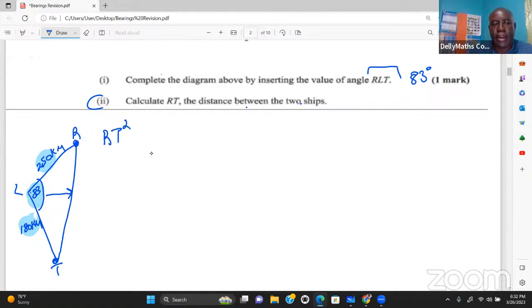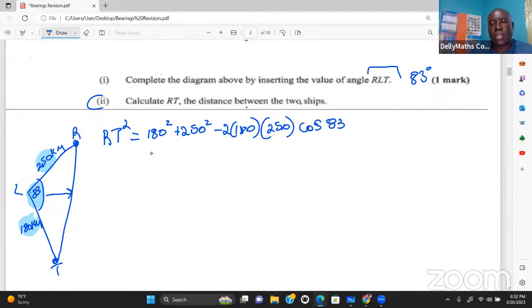RT squared is going to equal, putting on the numbers, 180 squared plus 250 squared minus 2 times 180 times 250. And this will be multiplied by the cosine of the angle between them, which is 83 degrees. So you're setting this up in an effort to find a value for RT. But for now, RT is squared, that is okay. Let us continue putting on some measurements.